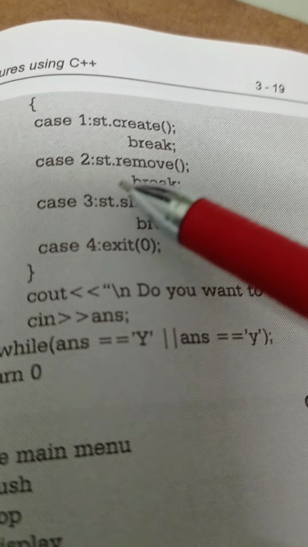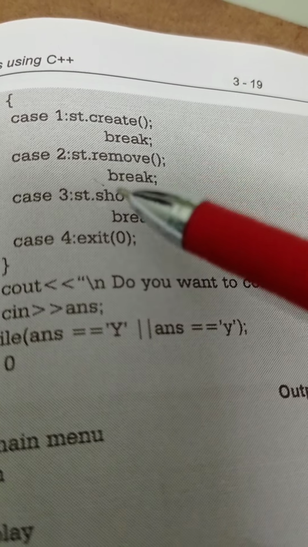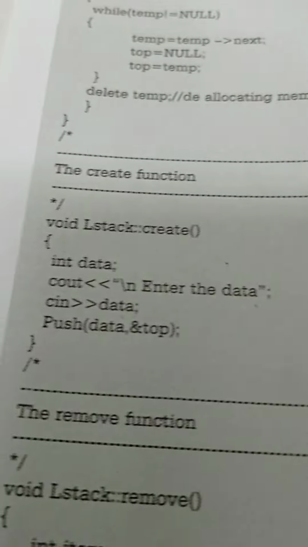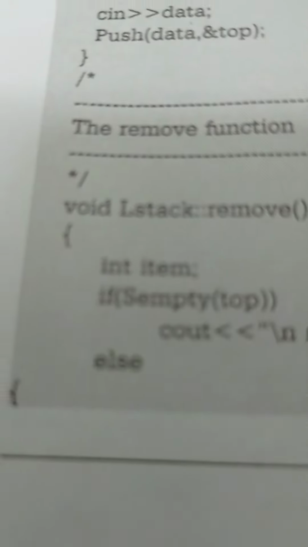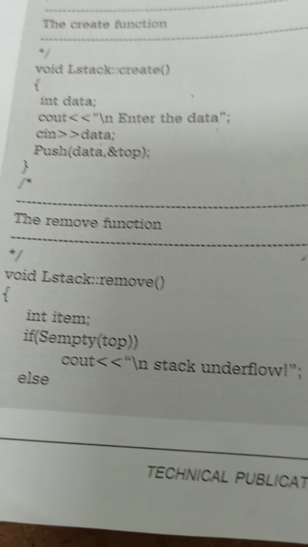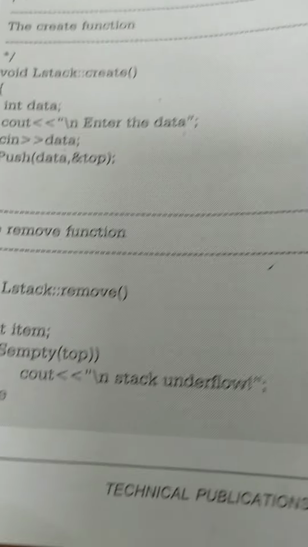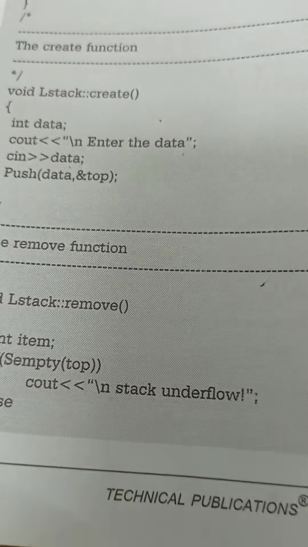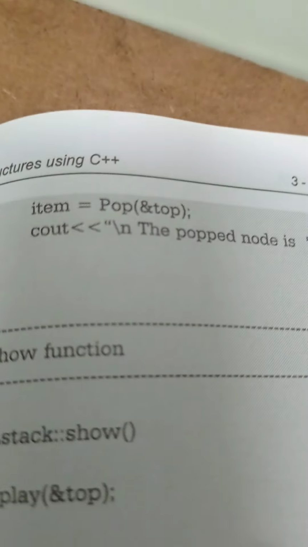Case 2 removes the data which is there in the stack. When this is executed, it will go to that function. This is the remove function. In remove, it will first check whether the stack is empty or not. If it is empty, it will display stack underflow. If it is not empty, then it will call the pop function.